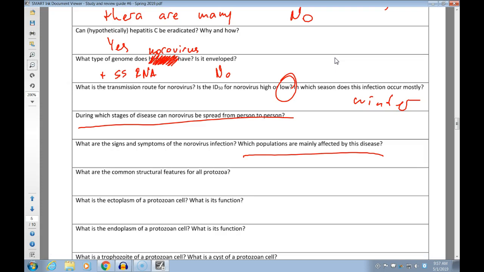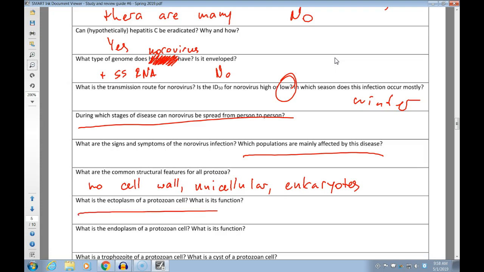Common structural features of protozoa. No cell wall. Oh, remember, always unicellular, and they all are eukaryotes. Ectoplasm: movement and feeding. Endoplasm: housing organelles.